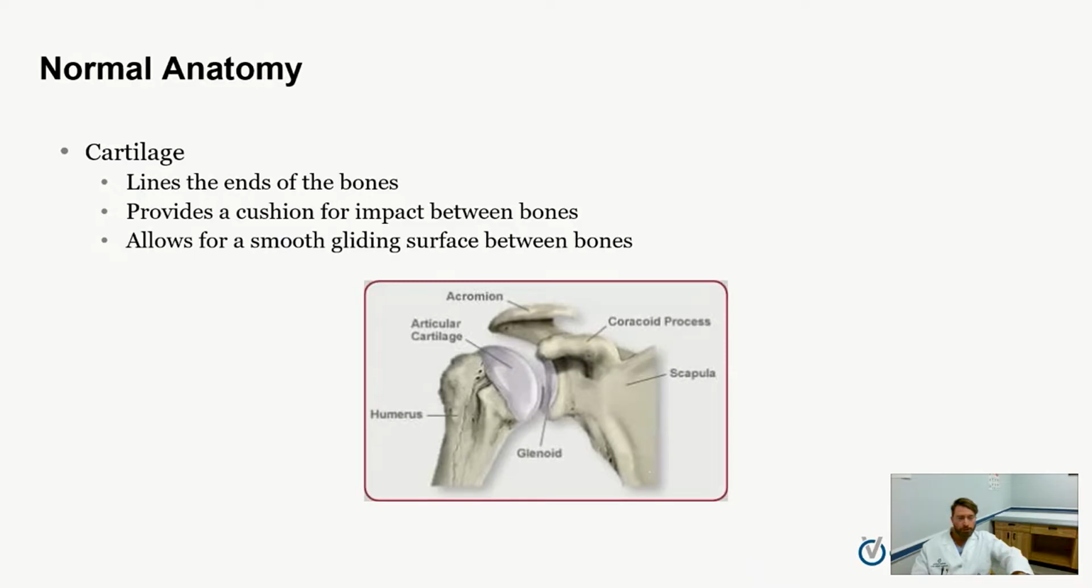When the shoulder joint is normal, our joints are covered with cartilage. Cartilage is the lining of the ends of the bones that provides a smooth gliding surface between the bones. It allows for some shock absorption between the bones, and it lets your joints move freely and easily.